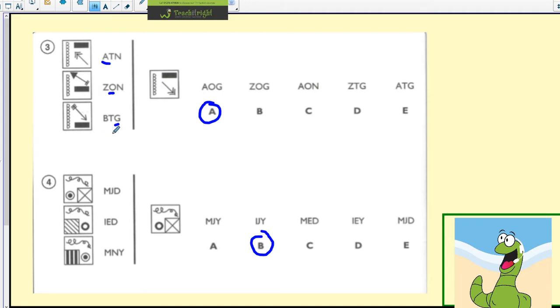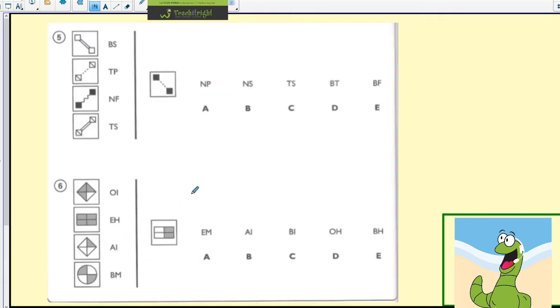Question 4. The first letter signifies the colour of the circle. So in this case, we would like the I. The second letter signifies the shading within the square. So we want J. And the third letter signifies the number of loops on the wavy line. So how many loop-the-loops does it do? In this case, it's 4, which is Y. So I, J, Y. Right, questions 5 and 6, we want A and E.